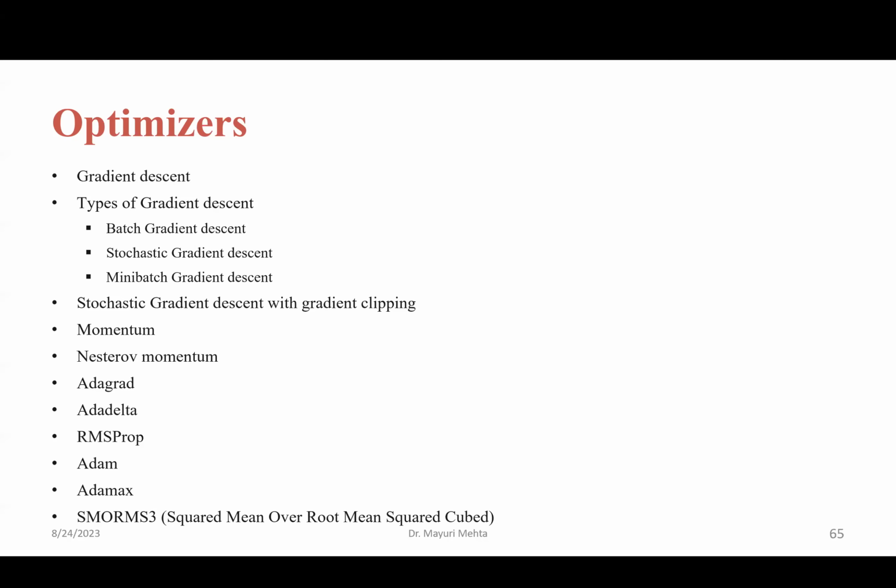A very good evening, students. So, in last class, we discussed various loss functions, and today we shall discuss the last parameter associated with neural networks, which is optimizer. So, let us discuss optimizers.